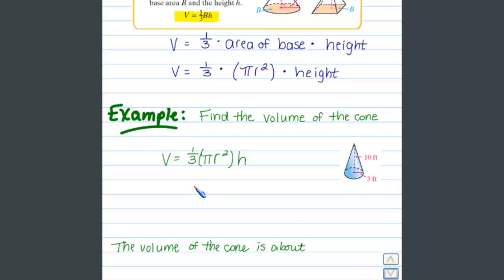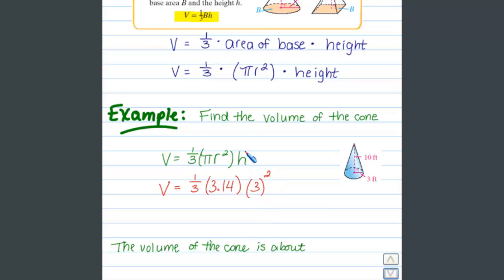Let's use this in an example. We want to find the volume of the cone that we have here. To do that, let's find out what some of our values are going to be. Remember, volume equals 1/3 times pi. I'm going to go ahead and put in 3.14 as a rounded value for pi. Then we need our radius squared. From the drawing, you can see that our radius is 3. So we're going to have 3 squared.